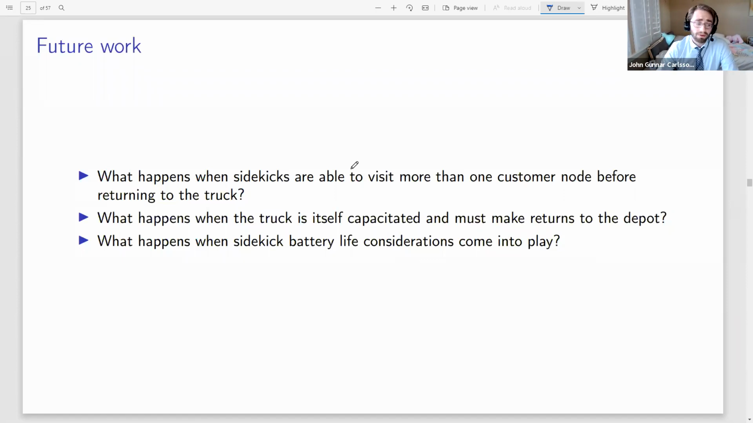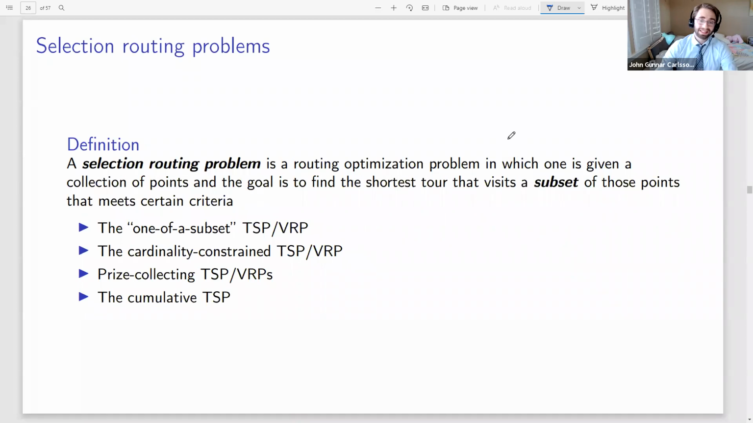I also didn't take into account capacity of the truck. What if the truck has to return to the depot periodically? And what happens when you have battery life of these drones as well? I haven't touched that at all either. So a lot of future work to be done there.